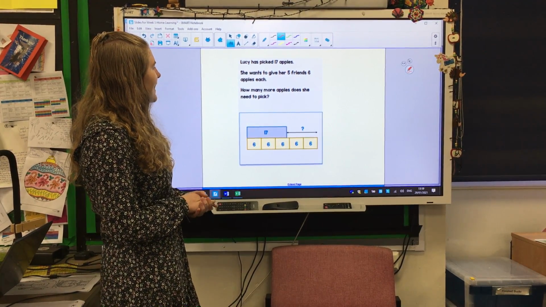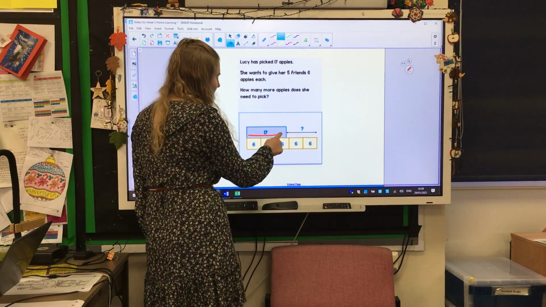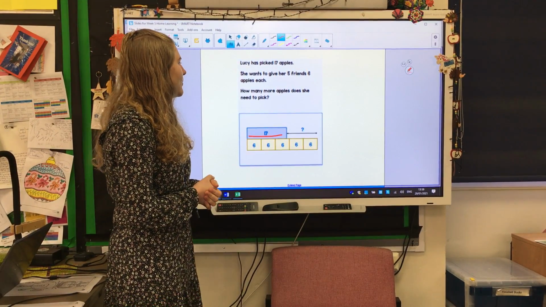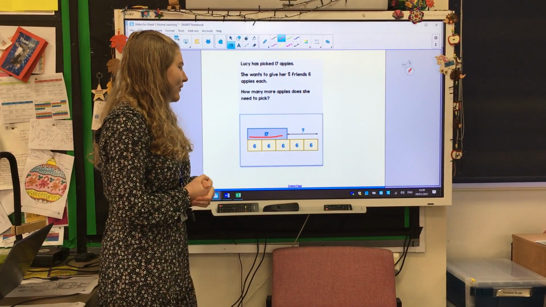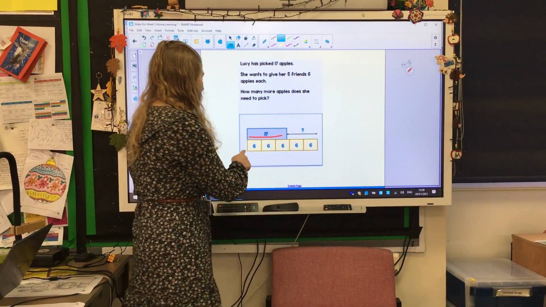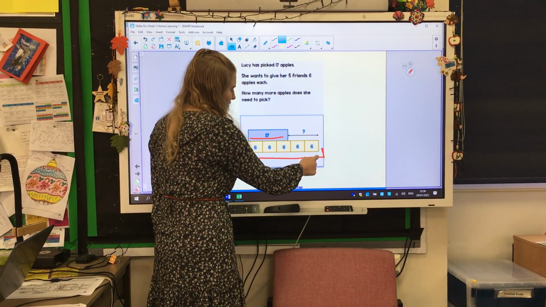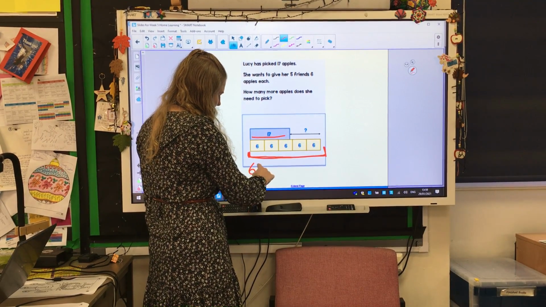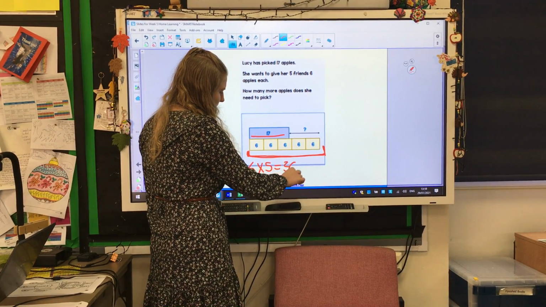Lucy has picked 17 apples. Here we go, can you see here, we've got 17. Okay, she wants to give her 5 friends 6 apples each. How many more apples does she need to pick? Okay, so what we're going to need to do first of all is work out how many she needs in total. Okay, so that's going to be 6 times 5, which I'm sure you can all tell me is 30.